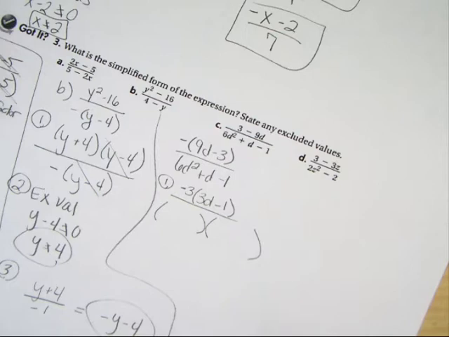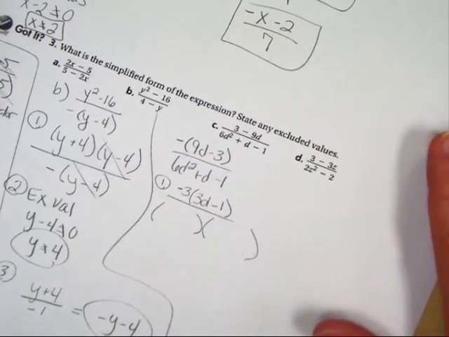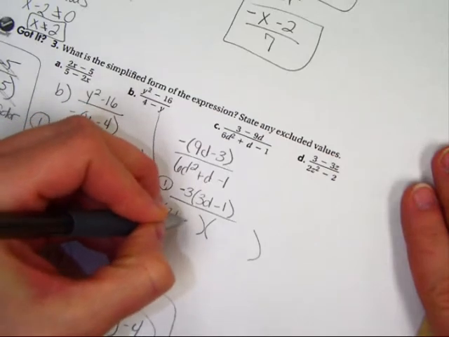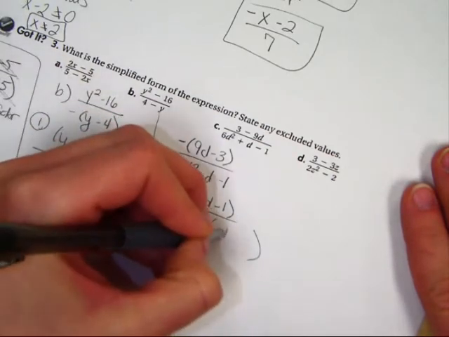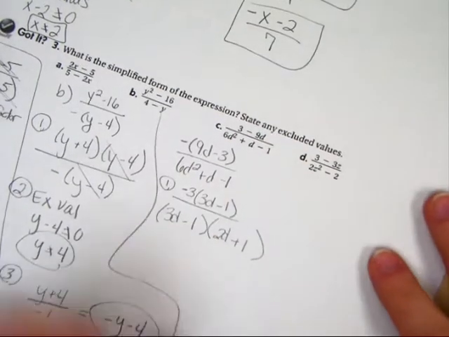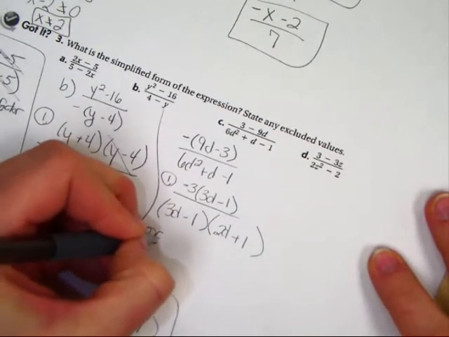Please pause the video, factor it yourself, and check it. You should get 3d minus 1 and 2d plus 1. That'll give you what you had originally. Step 2, we need to state the excluded values.